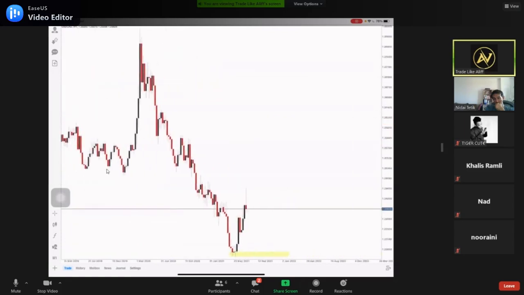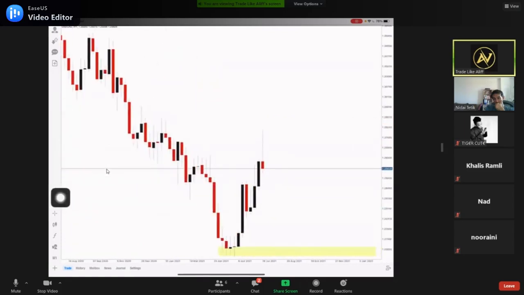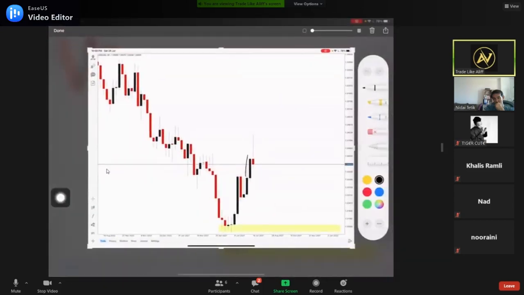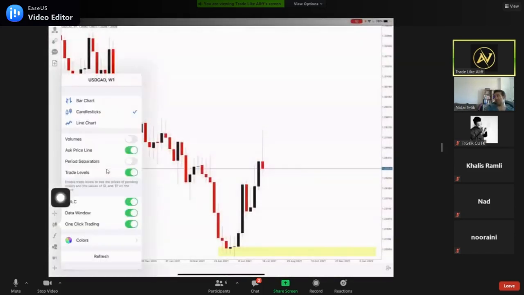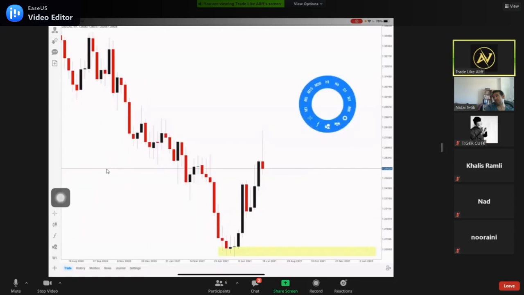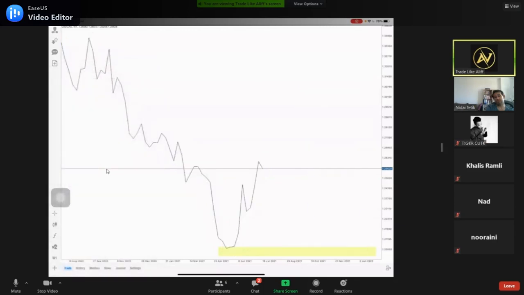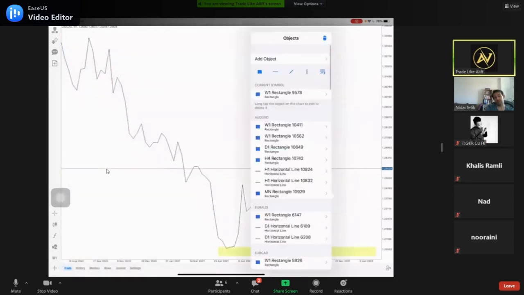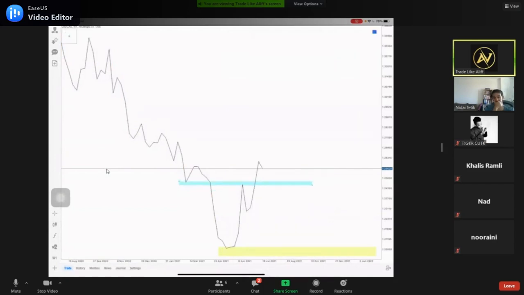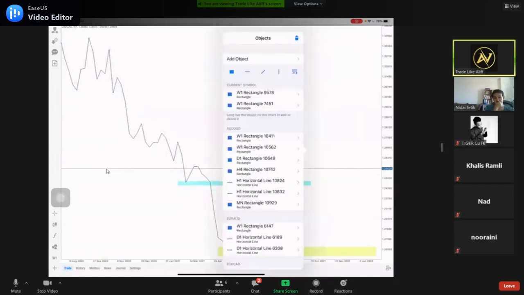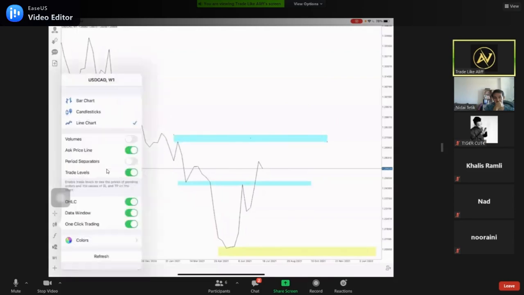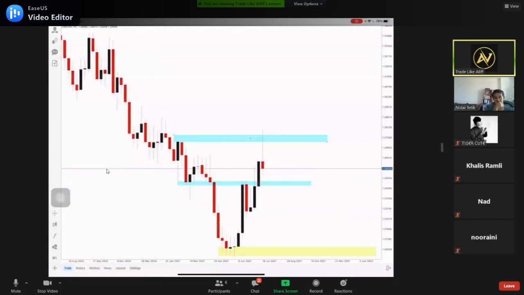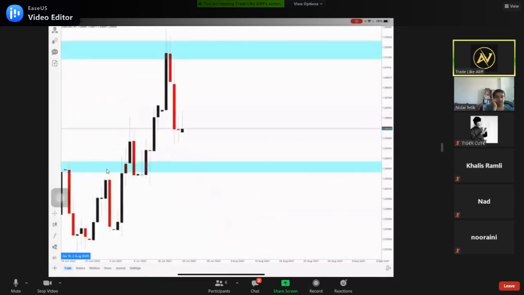Go to weekly. We are focusing. Let's say we were here last week. We mark our support and resistance, or our big movements. Here's a big movement, 1. And then here's a big movement, 1. Okay, good. So now we go to daily.